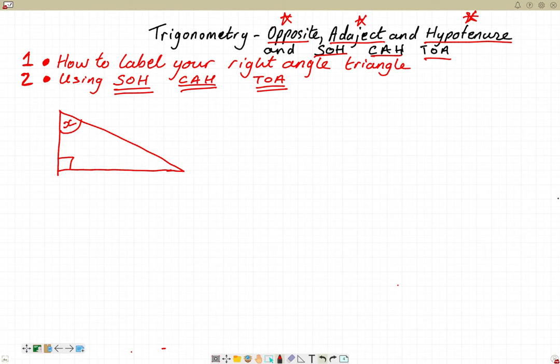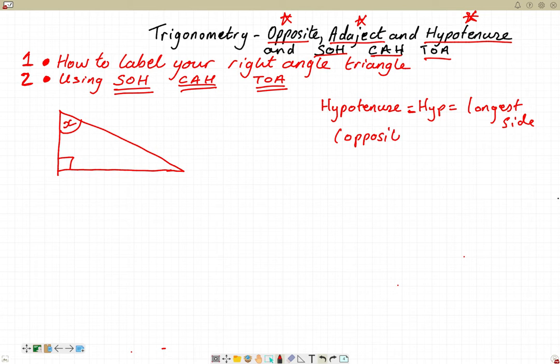Okay, so firstly, hypotenuse is normally written as hyp and is your longest side. Now how can you recognize where the longest side is? It's always opposite your right angle. So opposite this right angle, that's my hypotenuse.